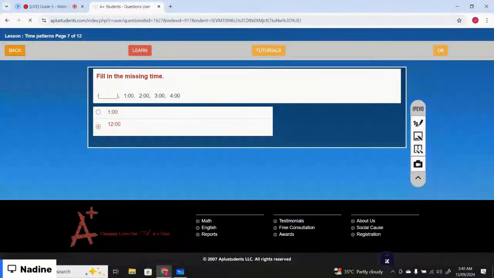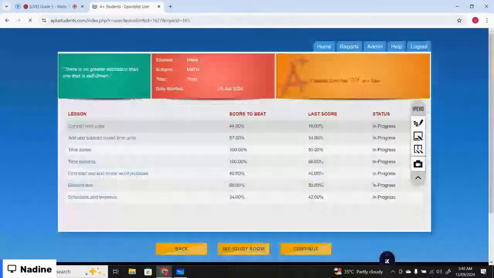So, we were working on grade 5 math. The chapter we were working on is time, and the lessons we have covered today are convert time units, add and subtract mixed types, time zones, and time patterns. So, please make sure before the next session you complete all the practice questions for the lessons we just did. That is your homework until the next session, right?